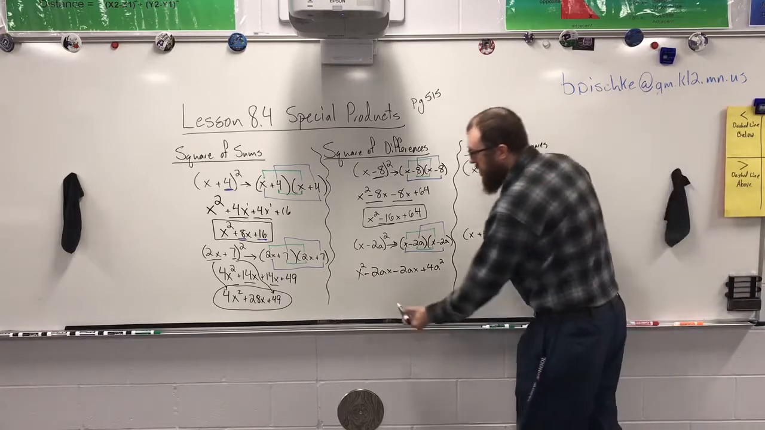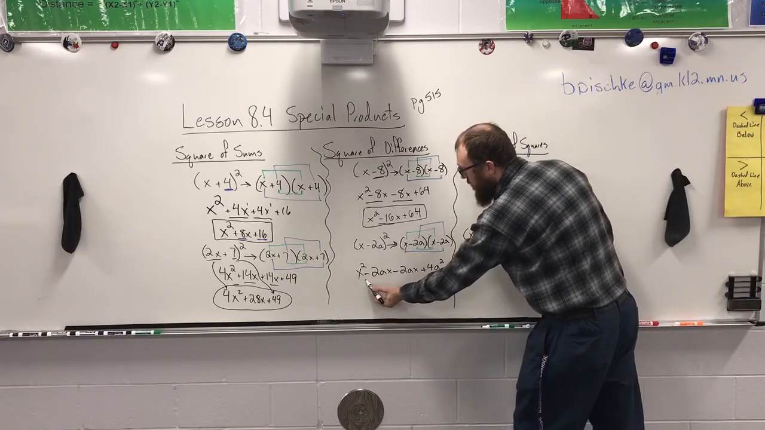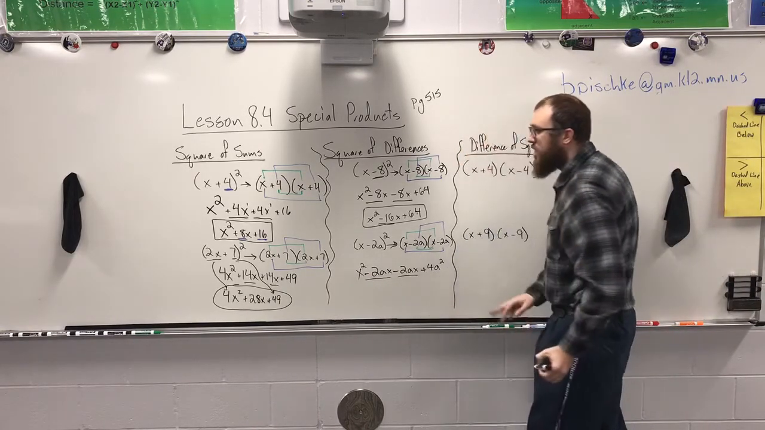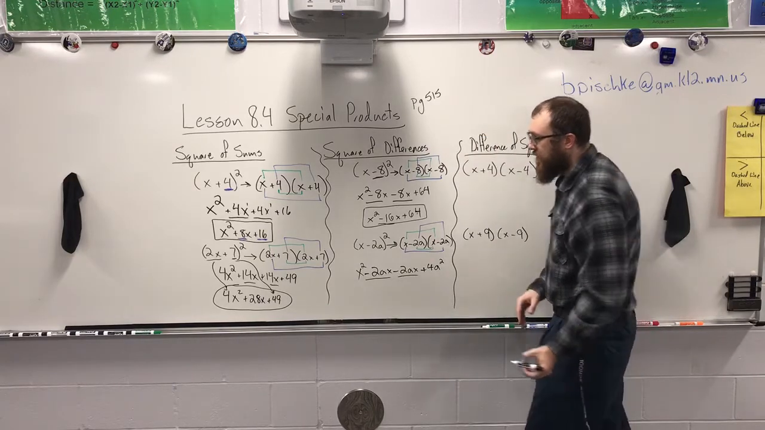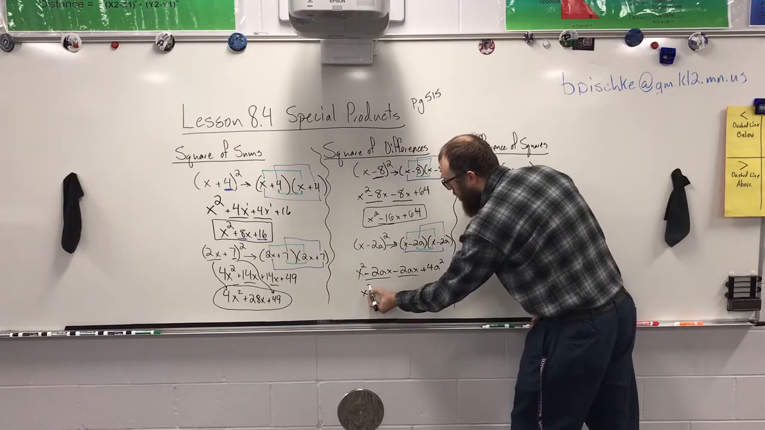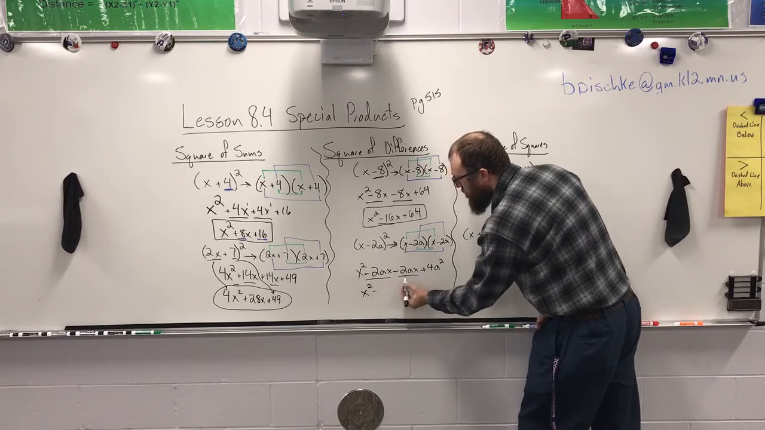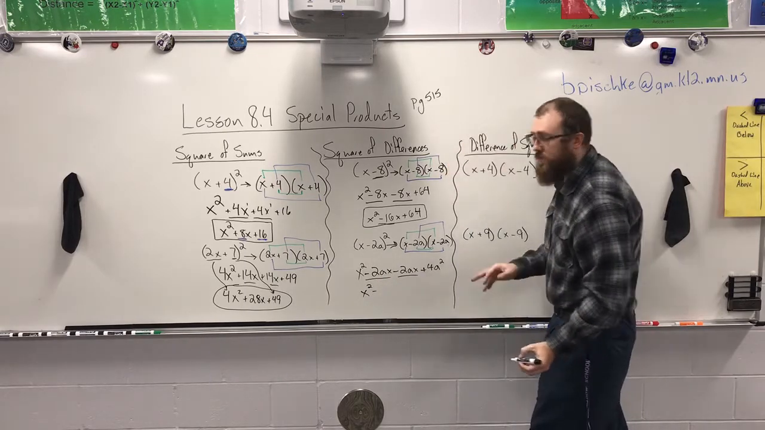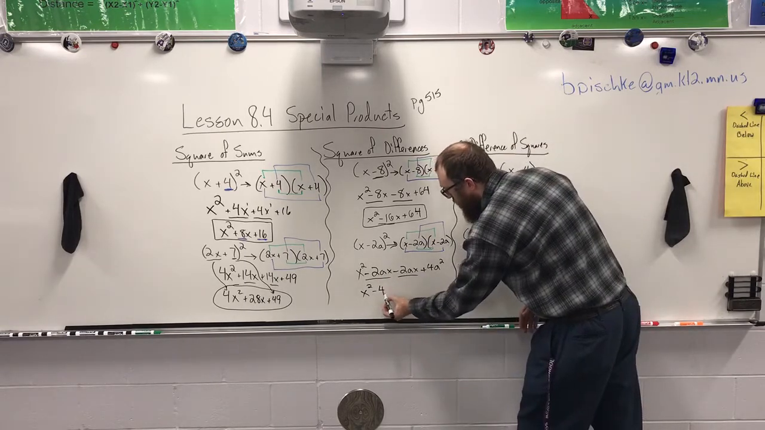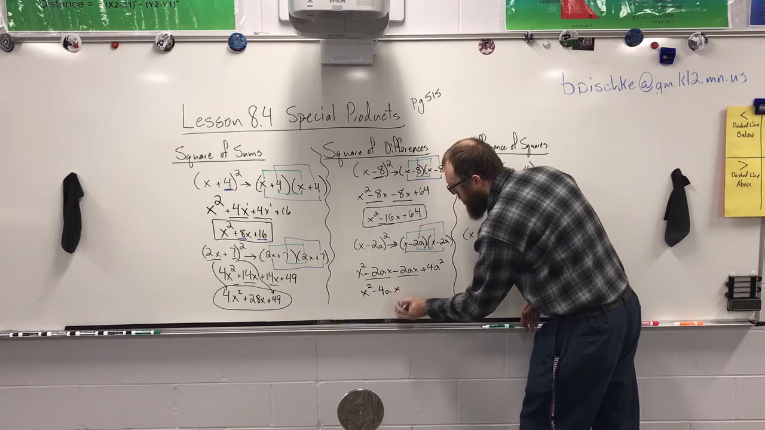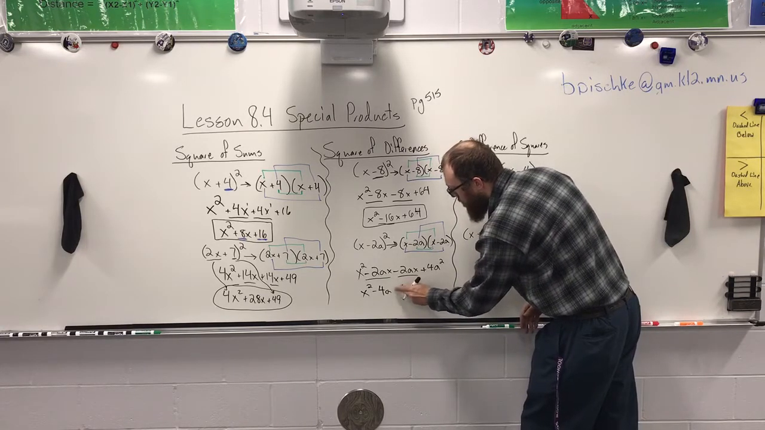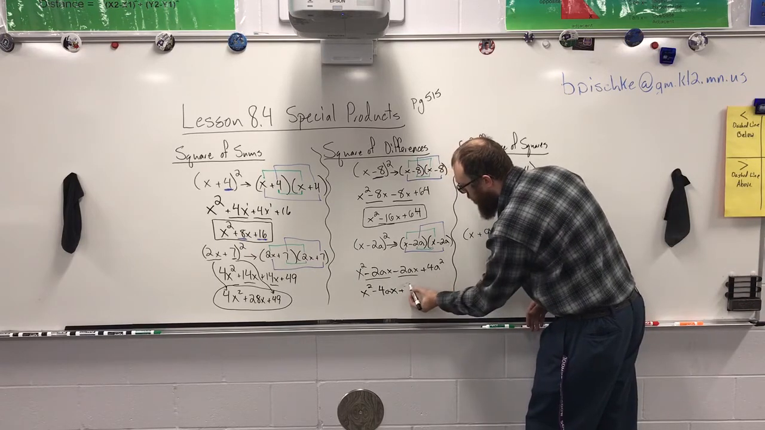Again, we can put these middle terms together. This is a little trickier. They are the same. They're both ax's. So I have x squared minus, 2 plus 2 is 4ax, plus 4a squared.